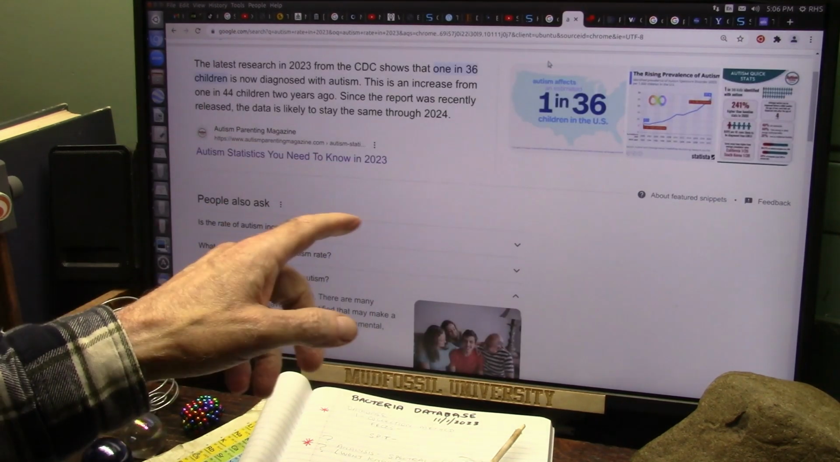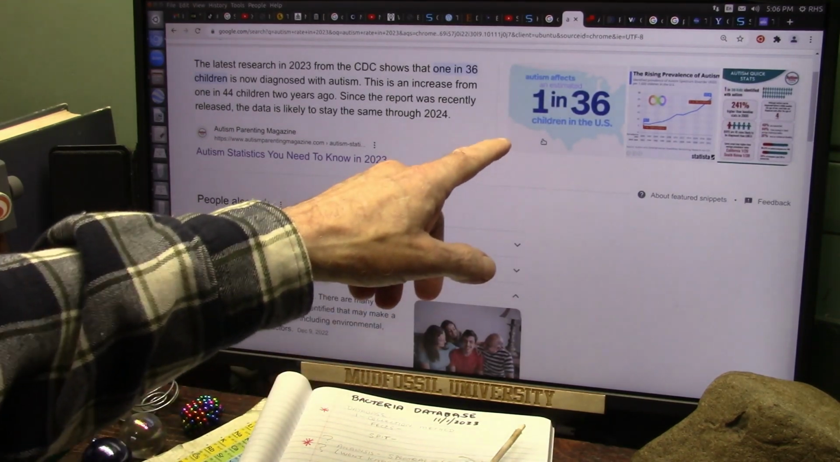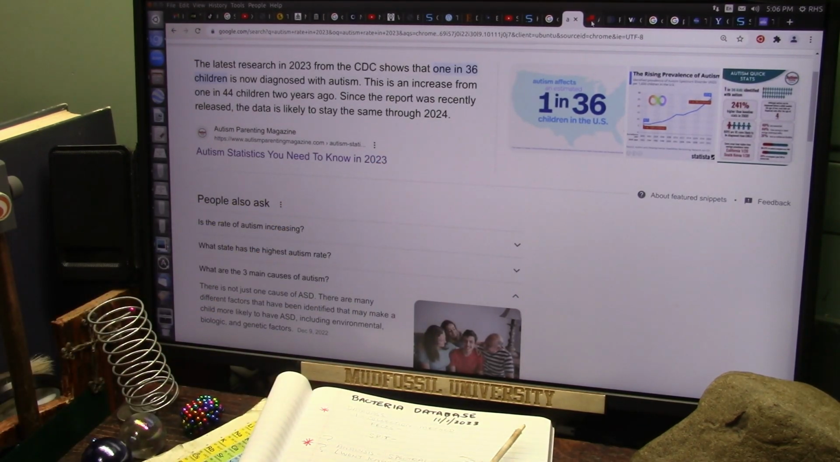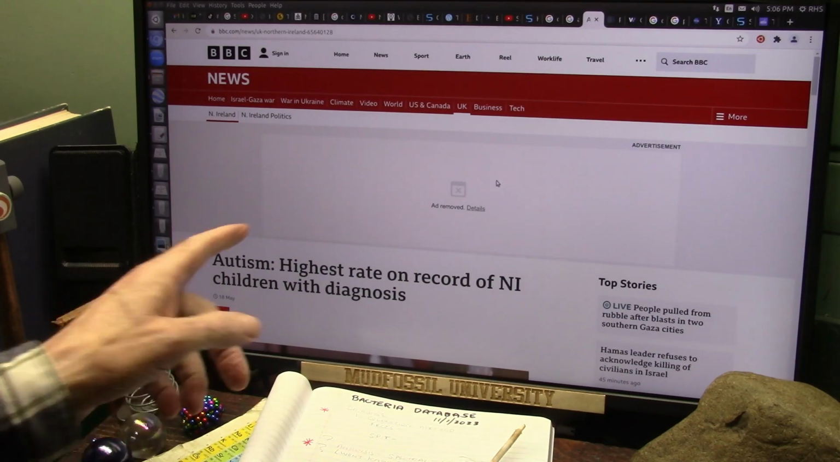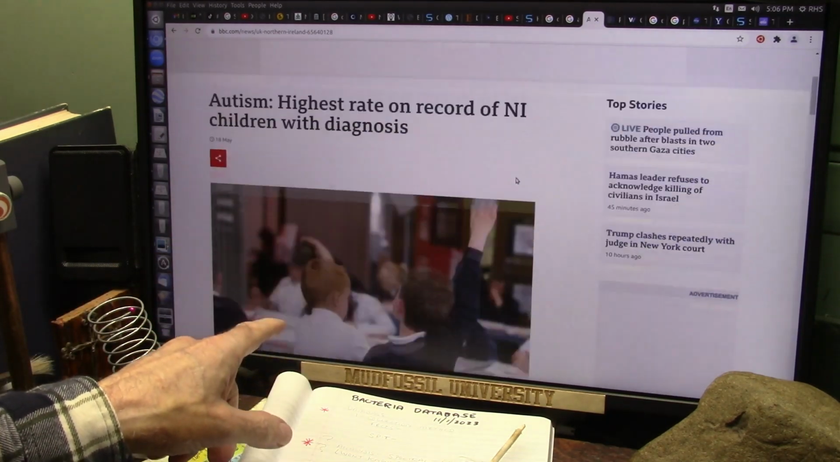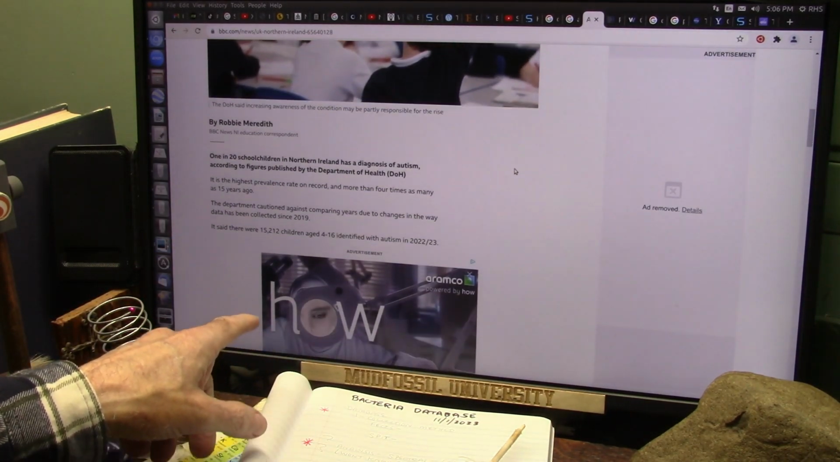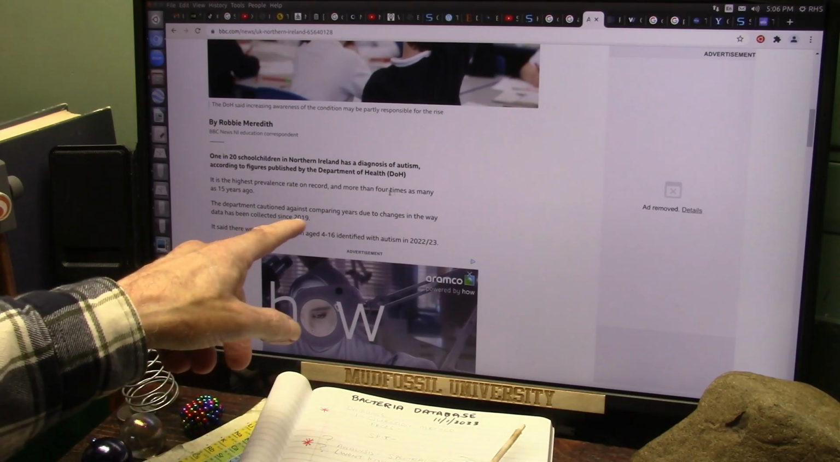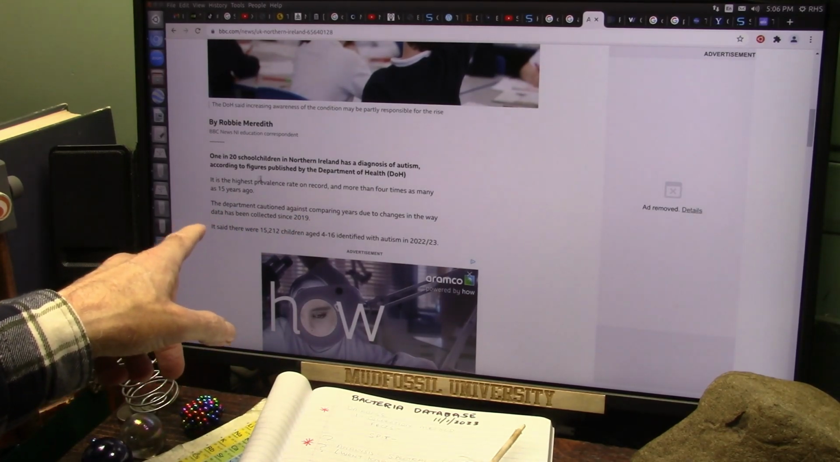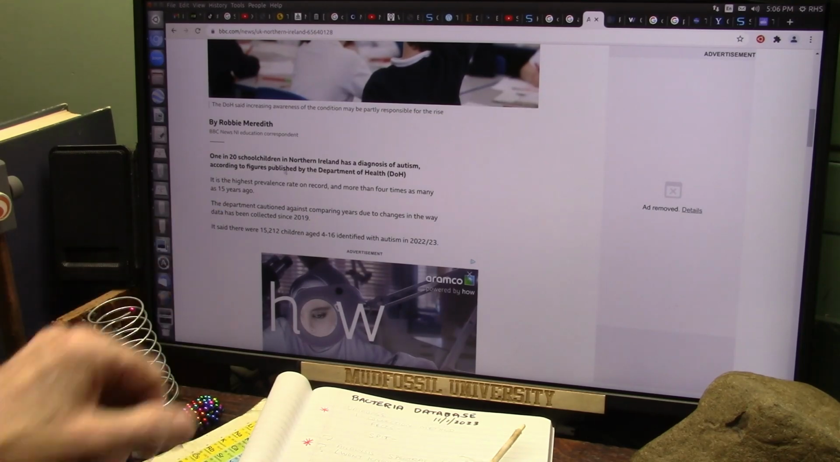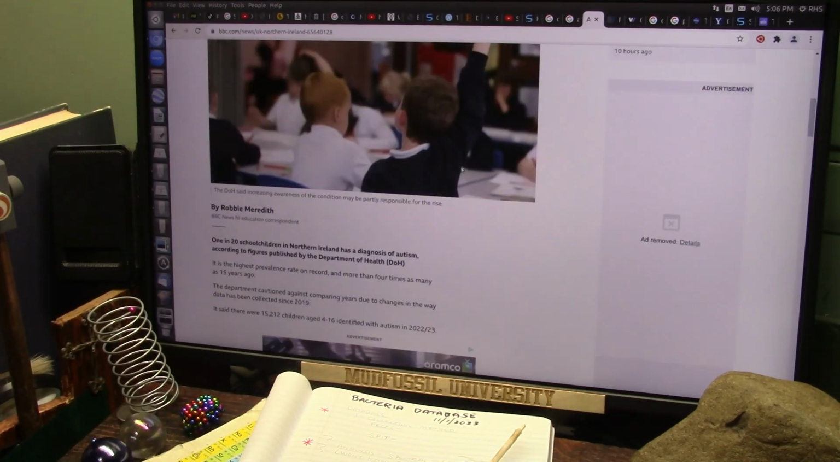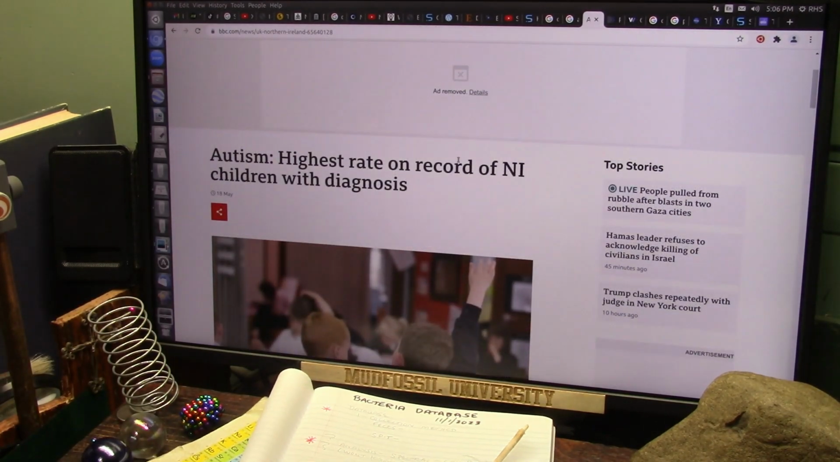Well, here's the autism rate. It's terrible. It's 1 in 36 children in the U.S. now have autism. And in Northern Ireland, it's even worse than that. 4 times as many as 15 years ago. 1 in 20 school children in Northern Ireland. And this is where we're doing our study. And that's what this is going to be all about.